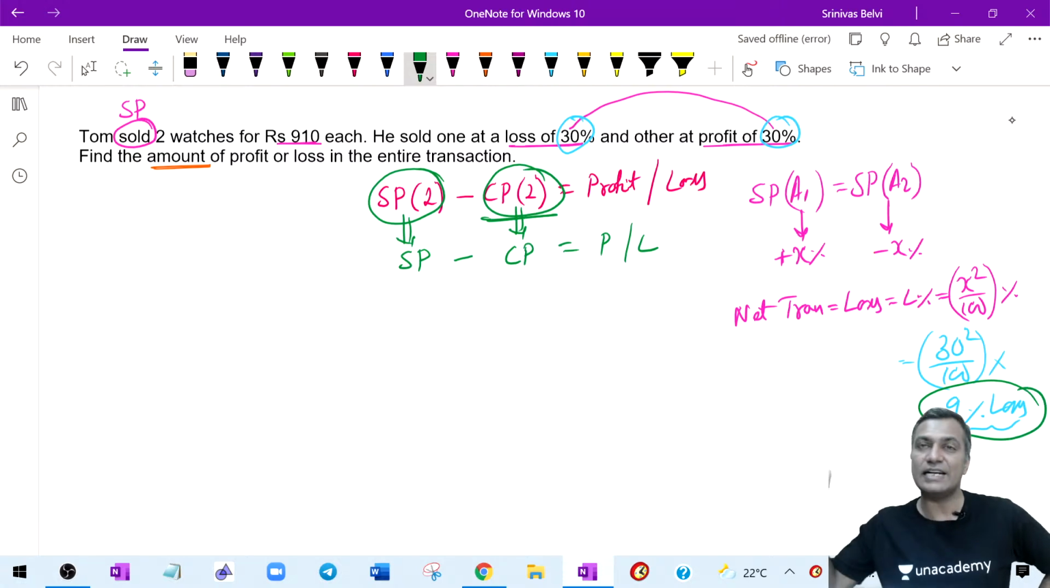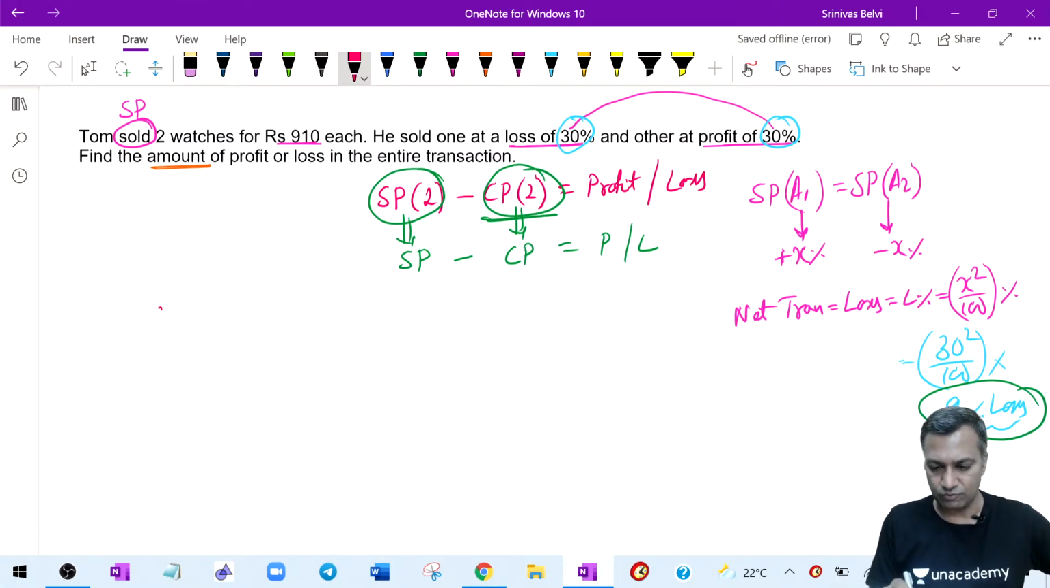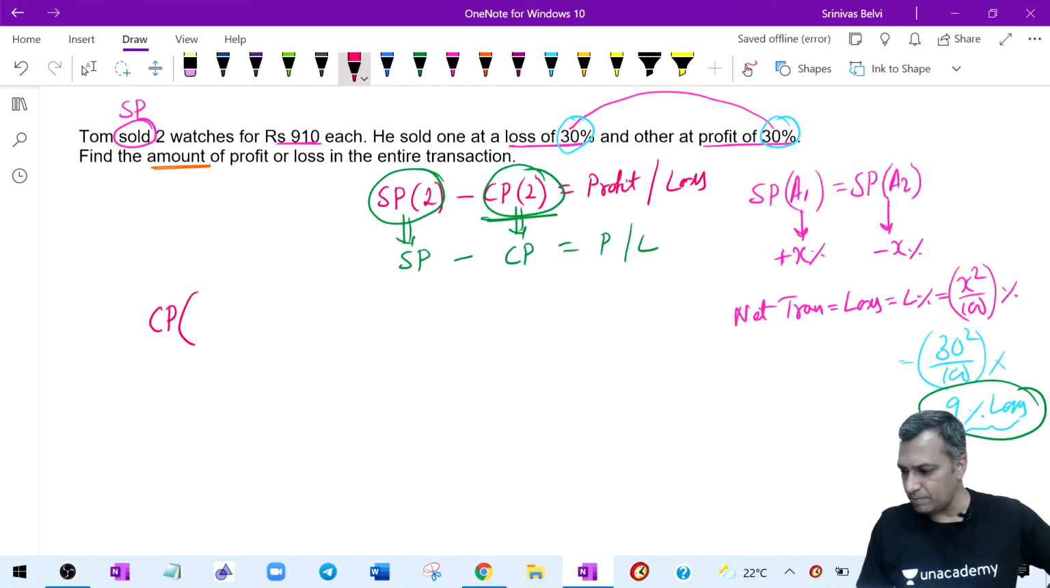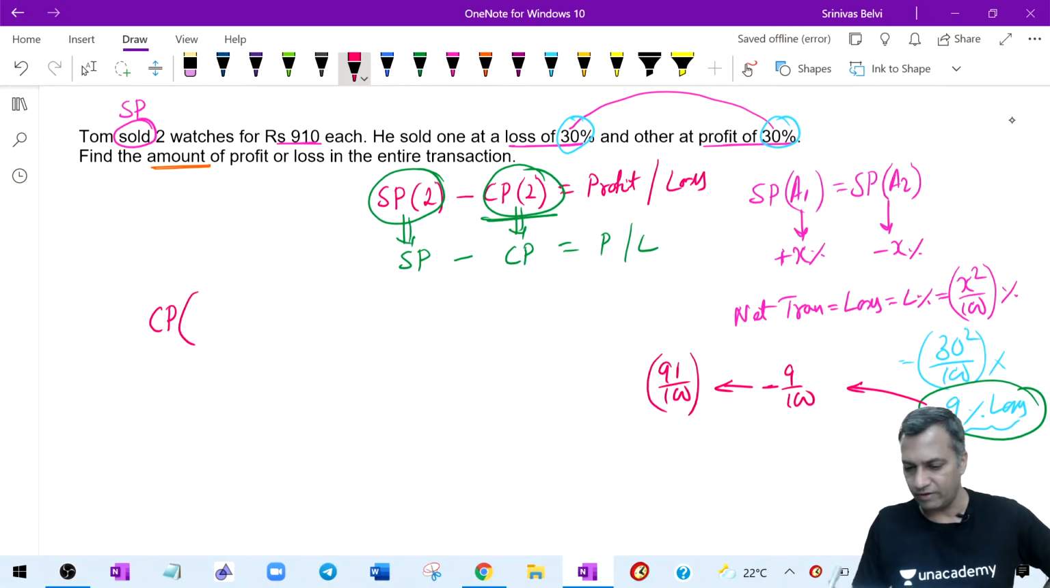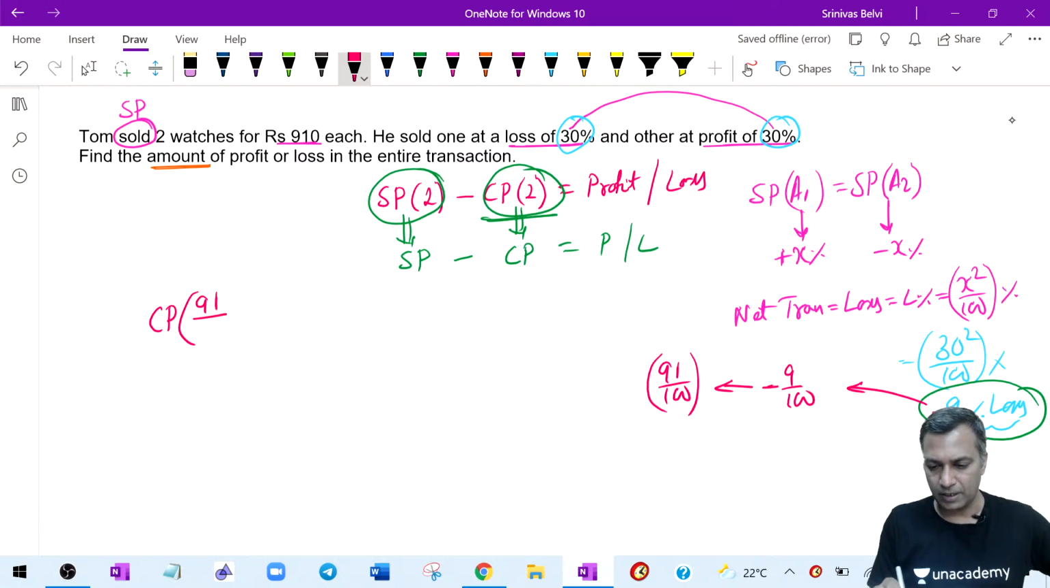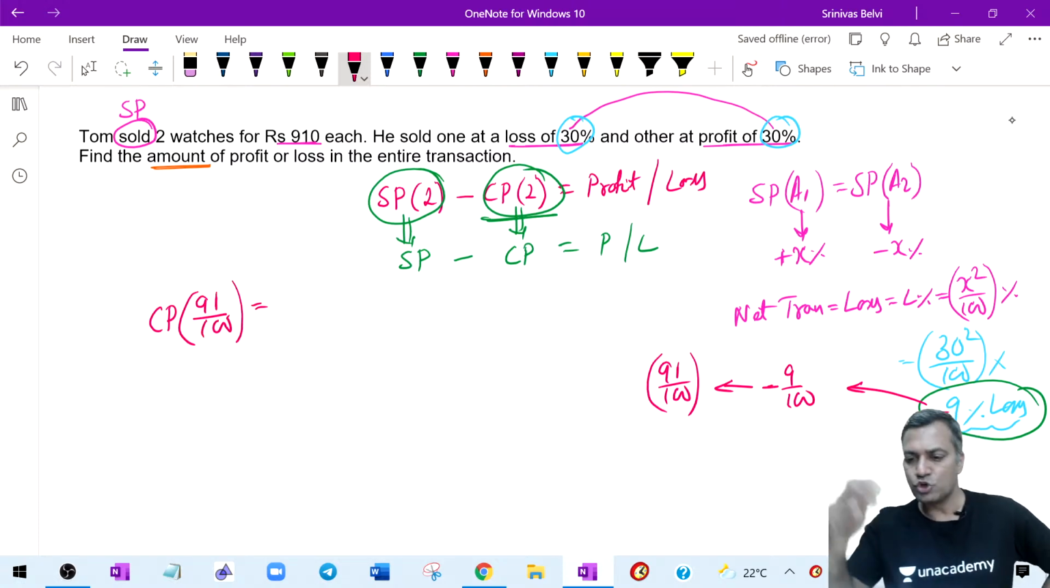Loss should be calculated towards what? Loss is calculated upon the cost price. Let me write that, therefore cost price. There is a 9% loss. What is the multiplier for 9% loss? 9% loss means minus 9 divided by 100. Therefore, what is the multiplier? 91 divided by 100. Fair enough. Cost price multiplier 91 divided by 100 should become what?